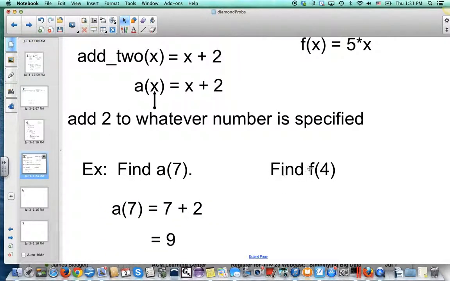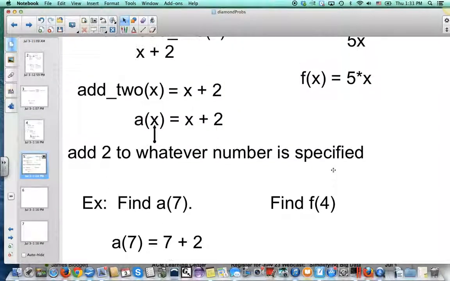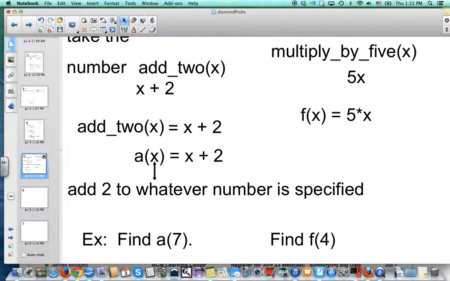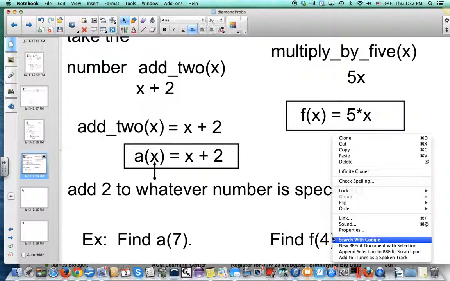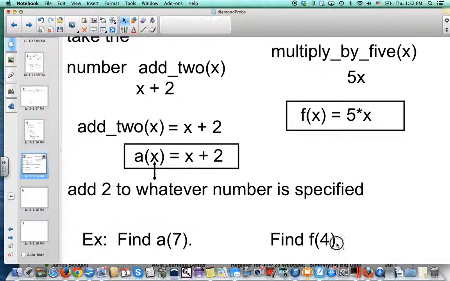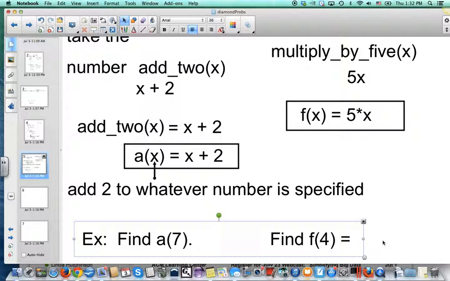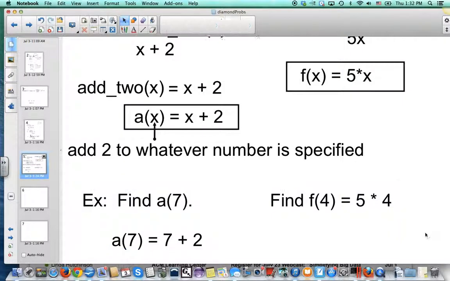All right, try this one. Now I'm saying find f of 4. So first thing you think about is, which one of these am I going to use? Am I going to use this one or this one? Since it says find f of 4, I'm going to choose this one because this is the f. And 4 is the number that I'm going to use, and f means multiply by 5, so 5 times 4. So f of 4 equals 5 times 4, the number I specified, which is 20.